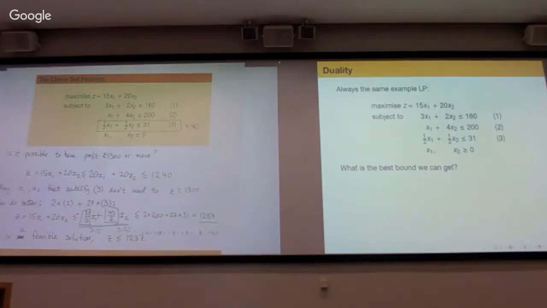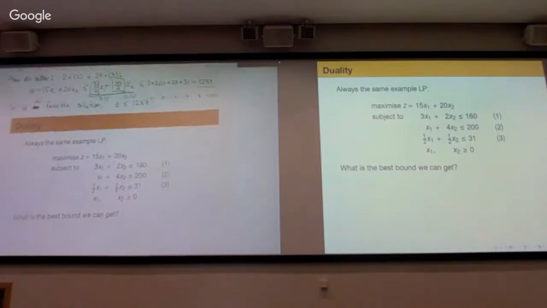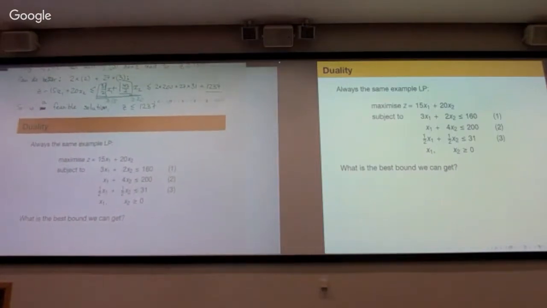Okay? So again, if I move on, this. What are we doing? We are multiplying this inequality by a number. I'll call it y1. We're multiplying this inequality by a number, I'll call it y2. And this inequality by a number, and I'll call it y3. Okay?